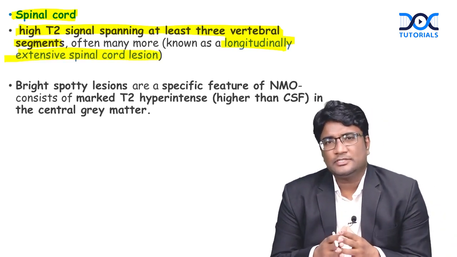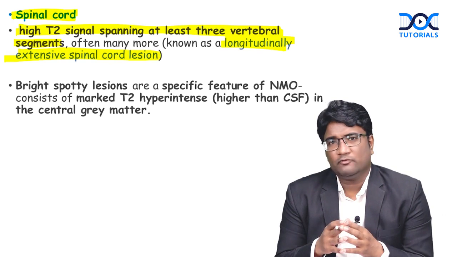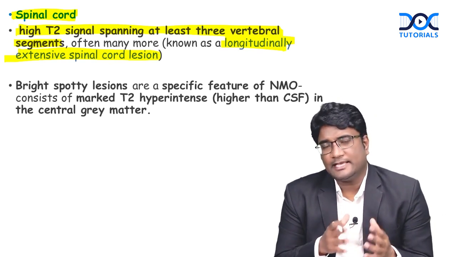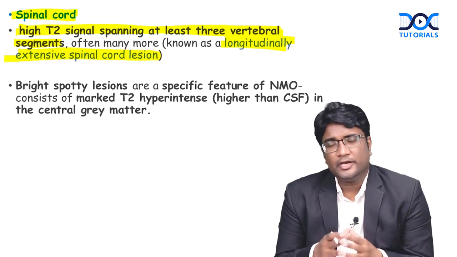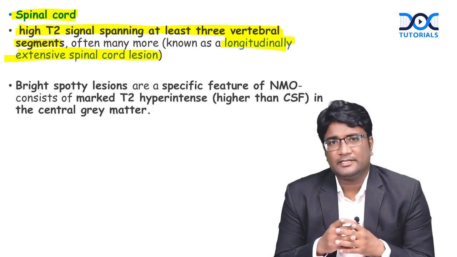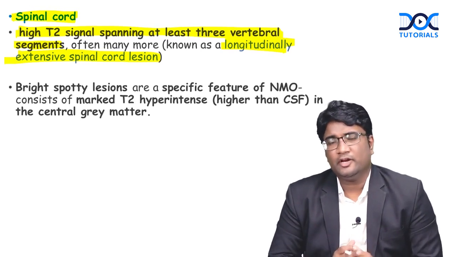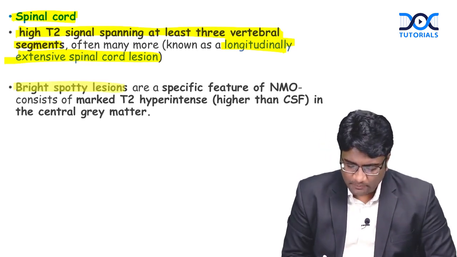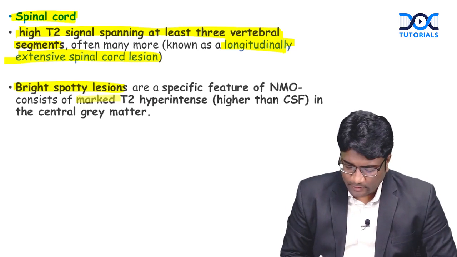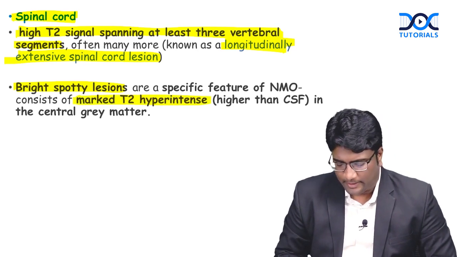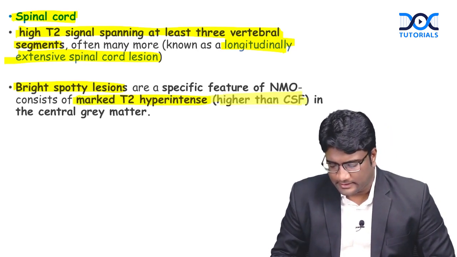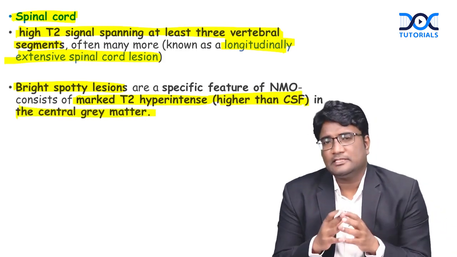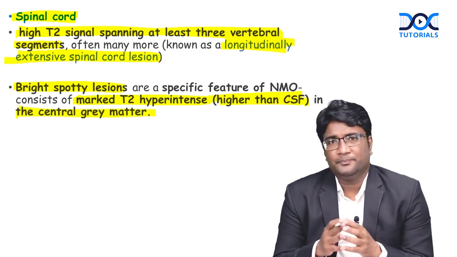Whereas in multiple sclerosis, we have short focal segments involved in the spinal cord, in case of MOG as well as NMO, you have a longitudinally extensive transverse myelitis. And another important and unique finding of NMO in the spinal imaging is the presence of these bright spotty lesions. These bright spotty lesions are nothing but T2 hyperintensities, which are much brighter than the CSF signal, present in the central gray matter. And this is a very specific feature seen with NMO.